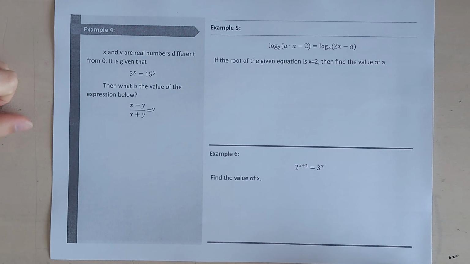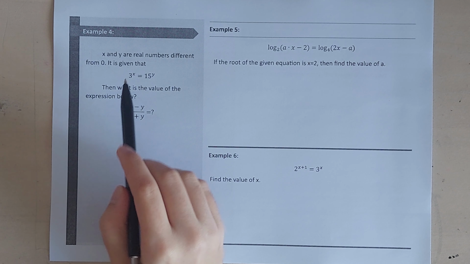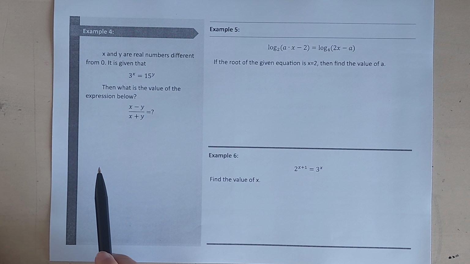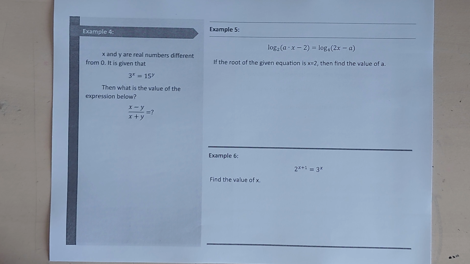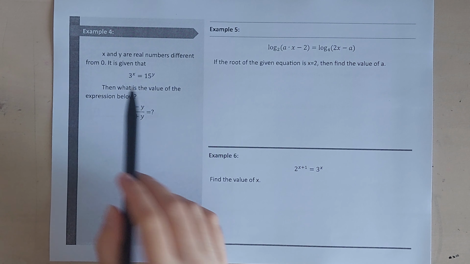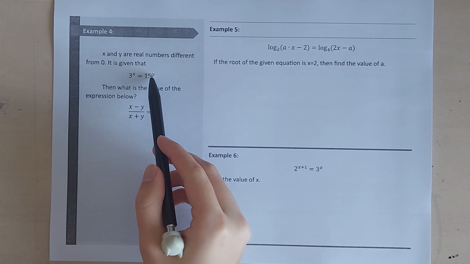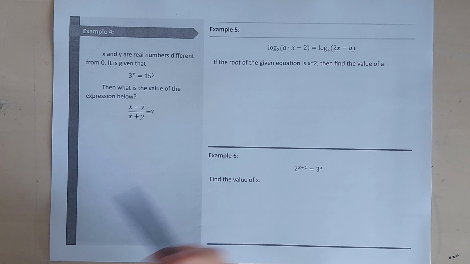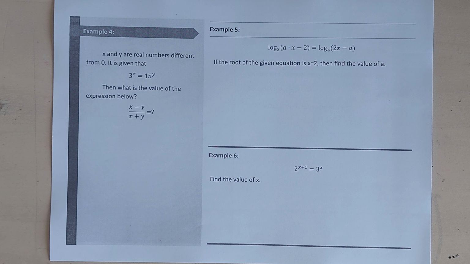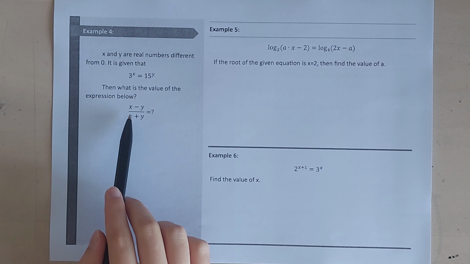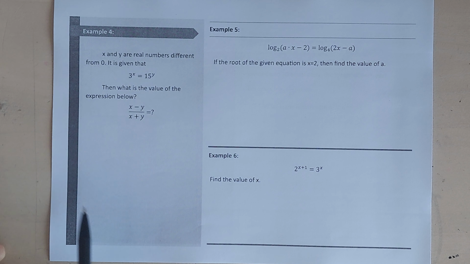Example 4. x and y are real numbers different from 0. It is given that 3 to the power of x is equal to 15 to the power of y. Since they are different from 0, I cannot just say that the exponents are equal; that's why I need to use a logarithm. Then what is the value of the expression below? (x minus y) over (x plus y).